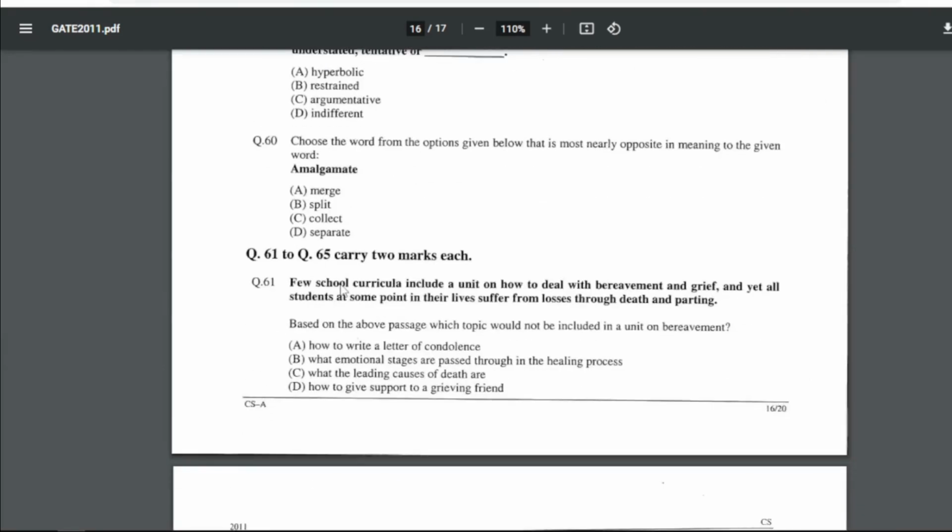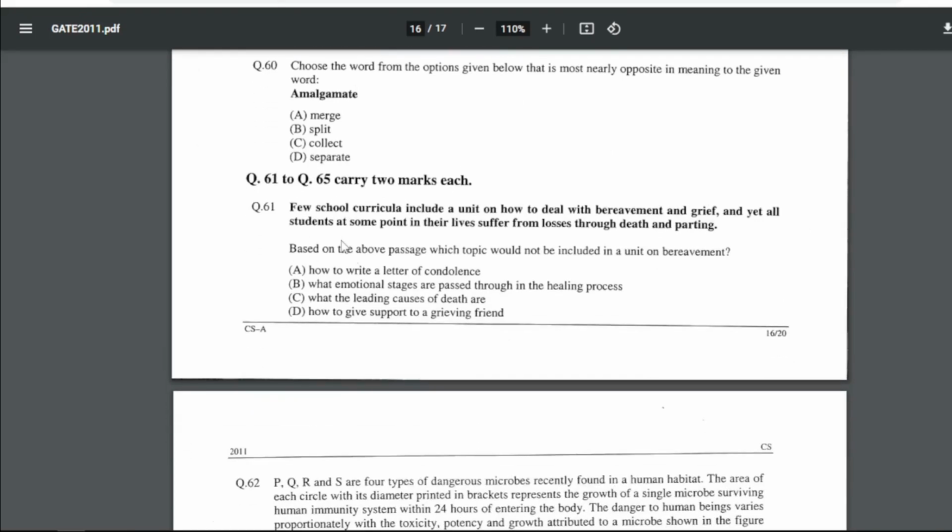60: choose the word from the options given below that is most nearly opposite in meaning to the given word. Amalgamate is opposite to what? Amalgamate is opposite to D, that is separate. Amalgamate, separate.